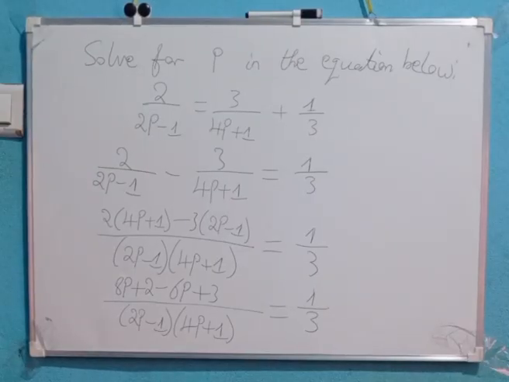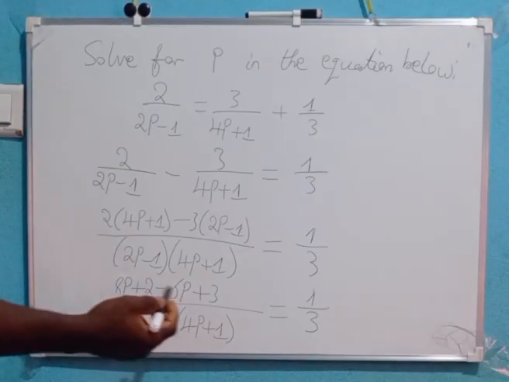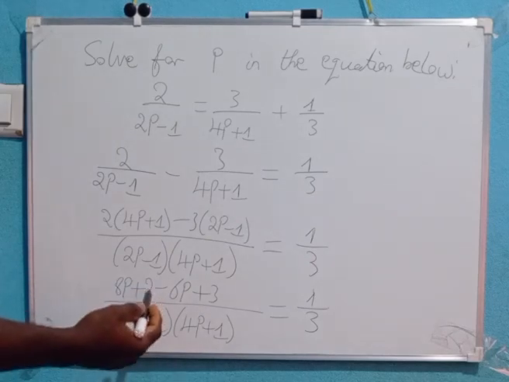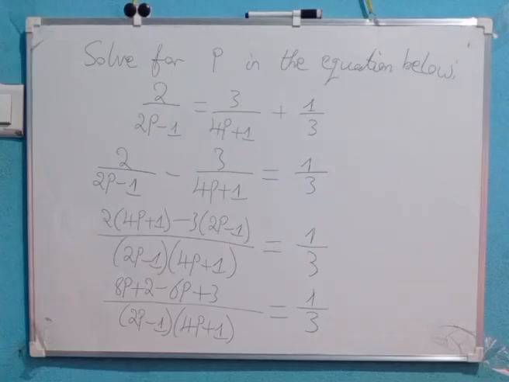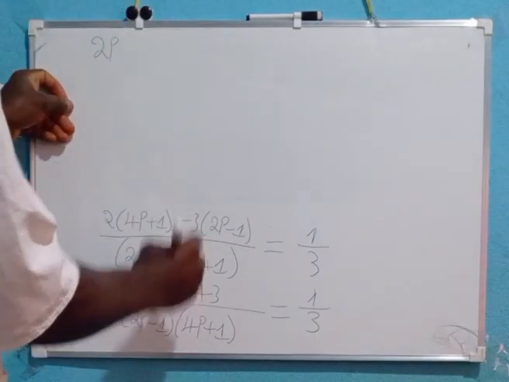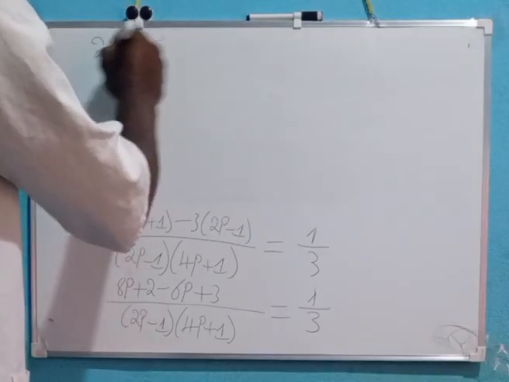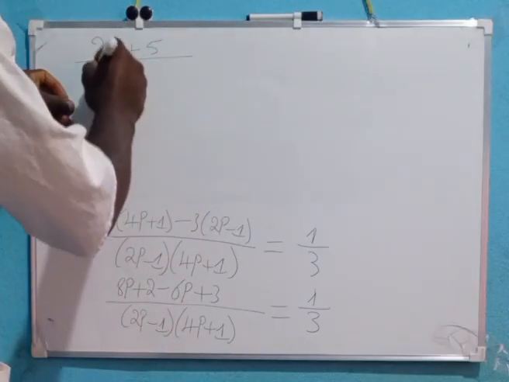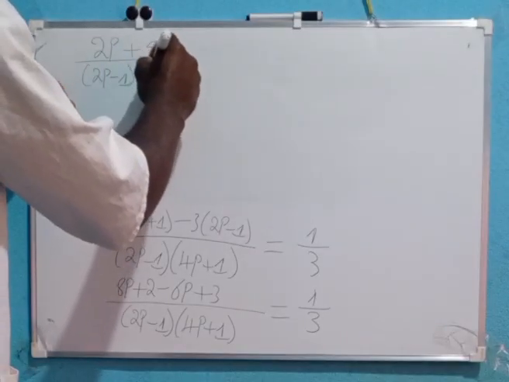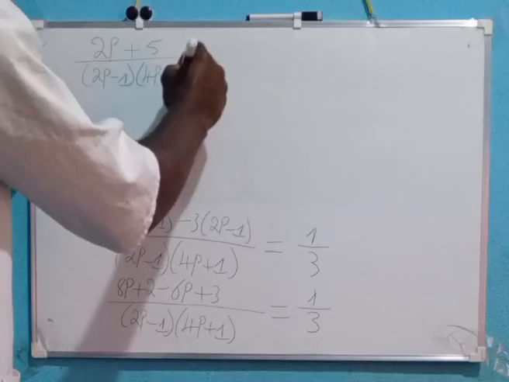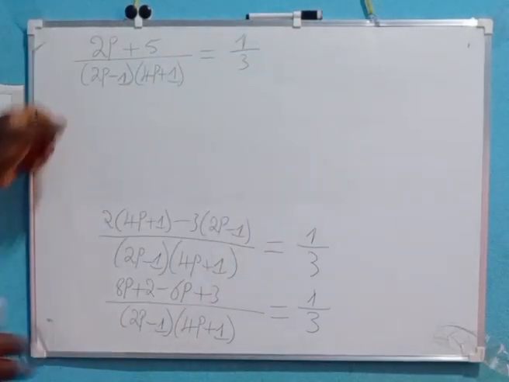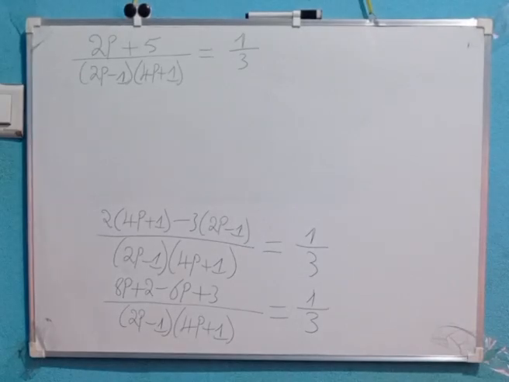We are going to simplify the numerator. At the numerator, 8p minus 6p gives us 2p, plus 2 plus 3 gives us 5. This will give us 2p plus 5 all over 2p minus 1 times 4p plus 1 is equal to 1/3. We are solving for p.